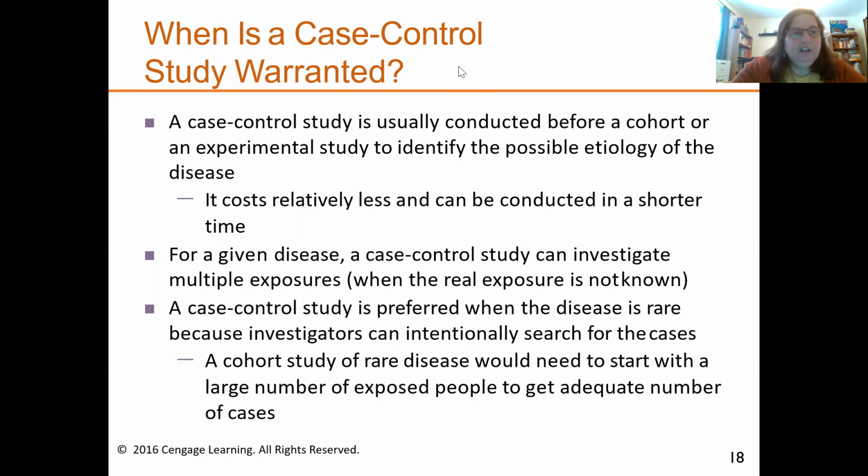Okay. So it costs relatively less, and can be conducted in a short period of time. Also, for a given disease, a case control study can investigate multiple exposures when the real exposure is not known. That's really nice. Think about that, right? So where our case control study is about suicidology, we can look at multiple exposures. We can look at depression. We can look at anxiety. We can look at post-traumatic stress disorder.